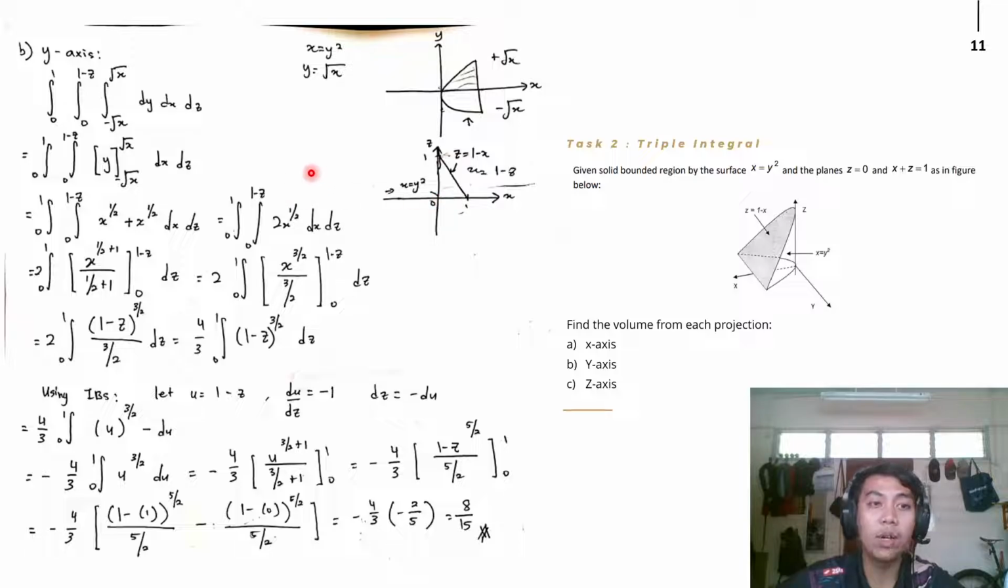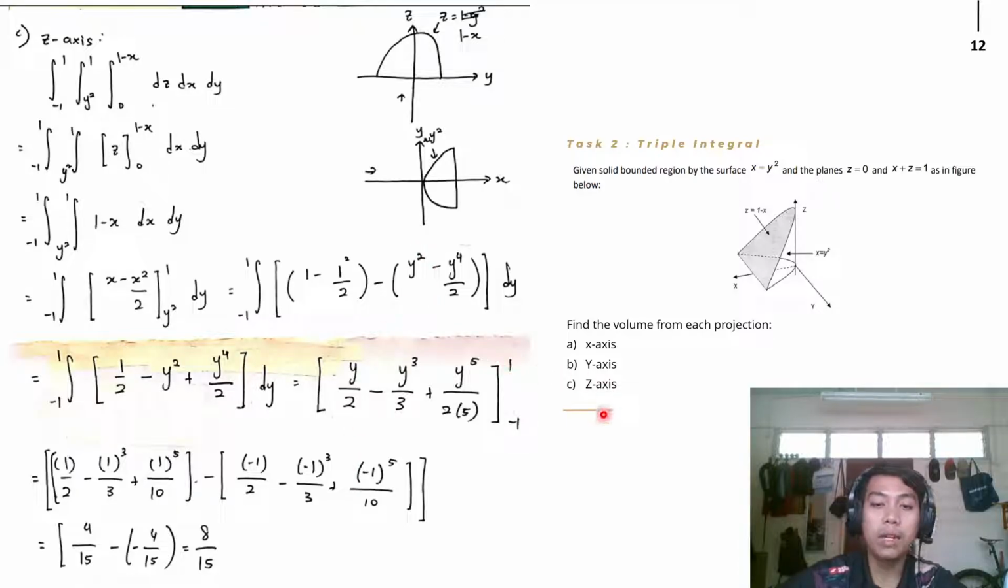Okay, so that is for the y-axis, and we integrate it. Here I use integration by substitution. I let u equal 1 minus z, because here we cannot integrate it directly. It is really hard to integrate this power of 3/2, so I will use integration by substitution. As we can see here, for the second question, 2b, we also get the same volume as 2a.